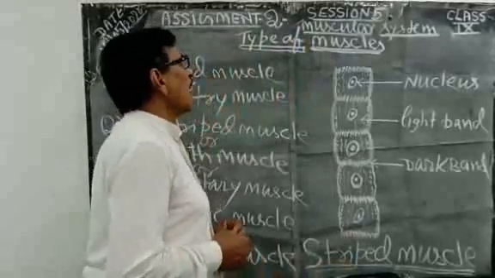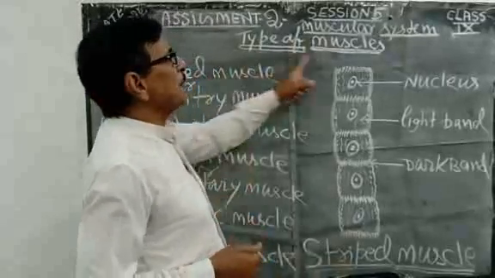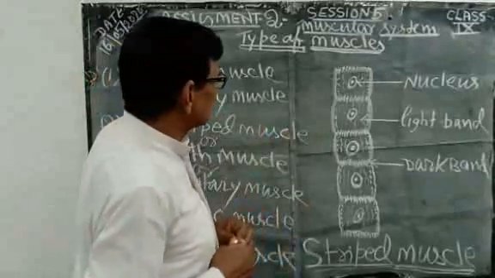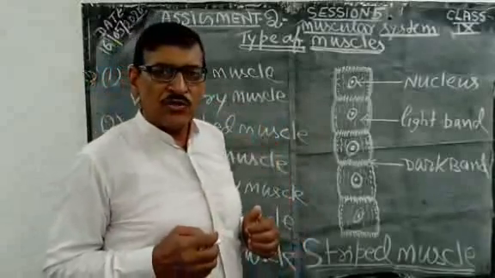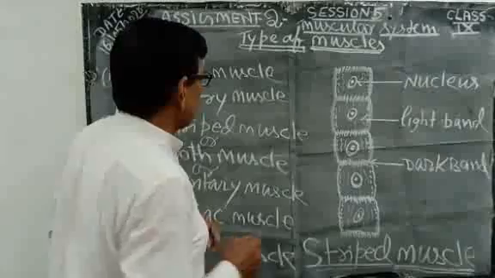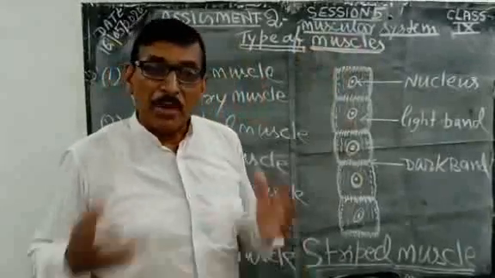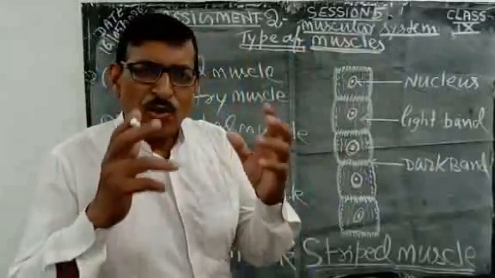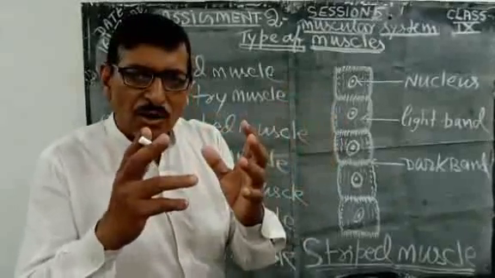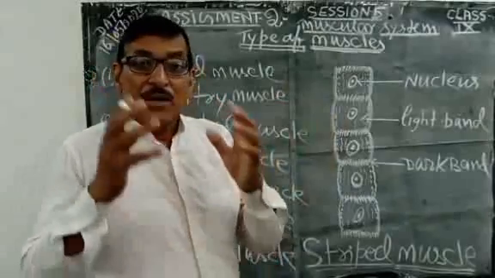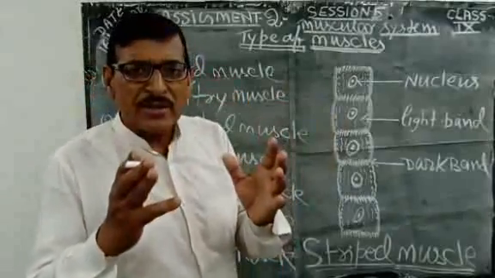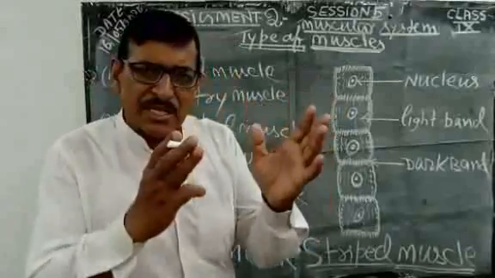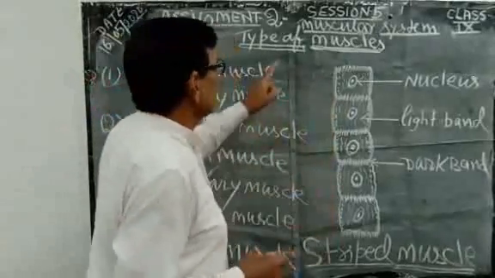Now, children, I am going to explain the types of muscle. For better understanding of the types of muscle, we must know about the muscle. Muscle is a type of tissue made up of contractile cells or fibers which provide movement to the organs or parts of the body by the contraction method. It is all about your muscles.